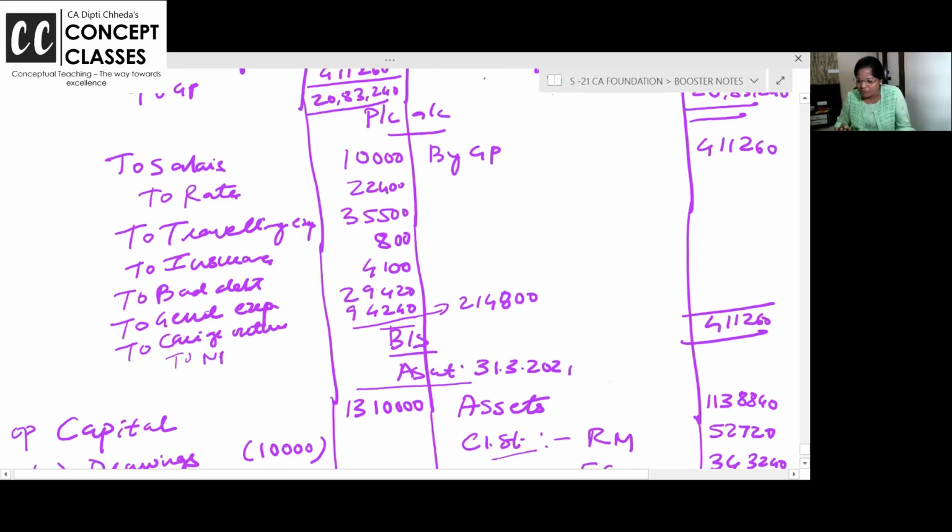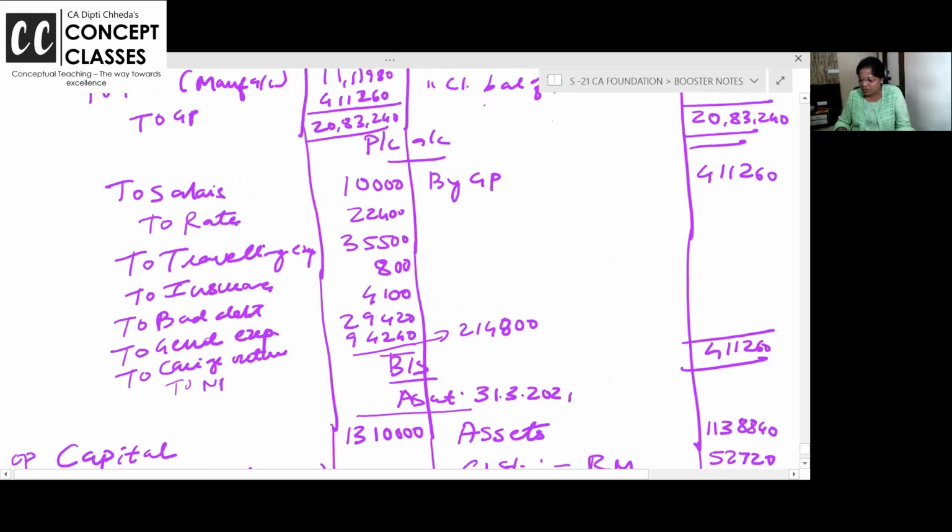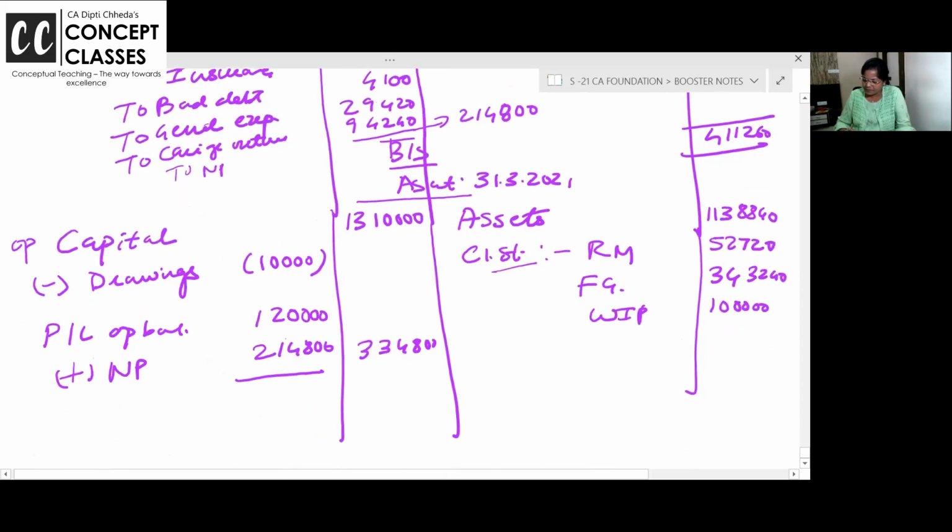Anyone is still doing P&L total? तो देखो, I am scrolling up the screen. GP आया है नहीं, 4,11,260. And then all expenses, net profit is 2,14,800. Oh, sorry. Opening capital we will write in inner column, 13,10,000. So now 13 lakh.